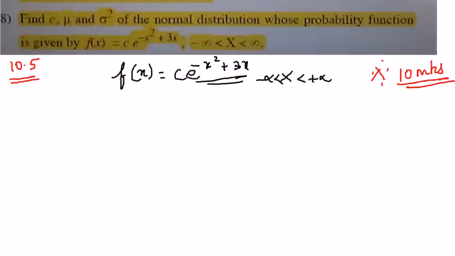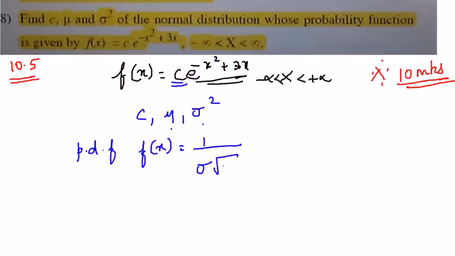What do you have to find out? You have to find out c, mu and sigma squared. So c is here. Where are mu and sigma squared? That you get from the probability density function. For a normal distribution, it is f of x. Write the formula: 1 by sigma root 2 pi e power minus half into x minus mu by sigma the whole squared. As I always repeat, please write the formula every time you do the sum. That's the only way to ensure that you never forget the formula even for 20-30 years.